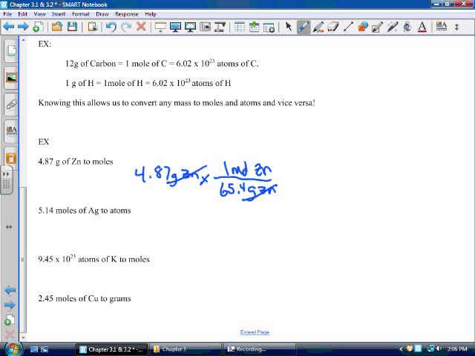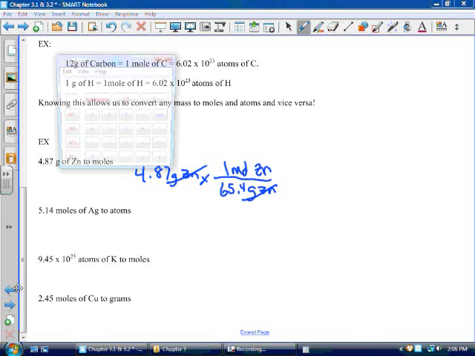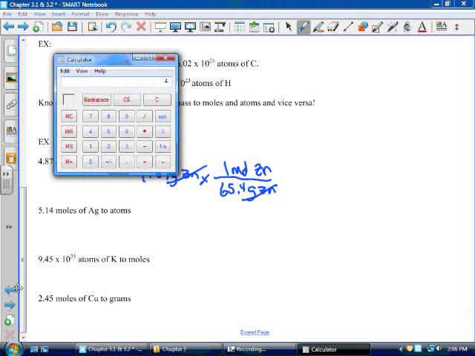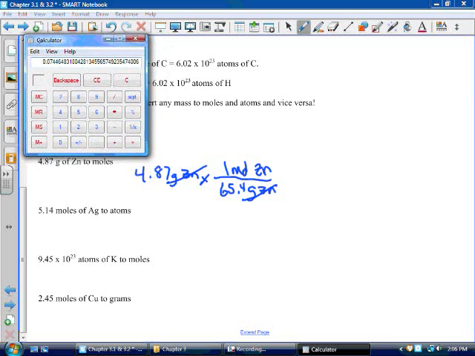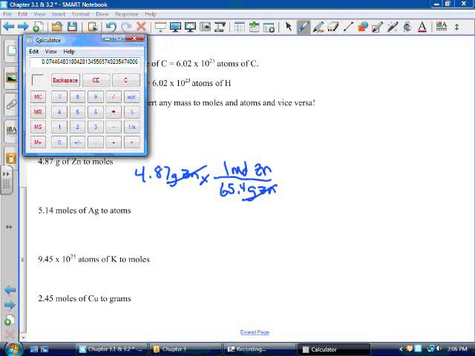So mathematically now, if I take 4.87 divided by 65.4, I get this big long number. Now, going back to Chapter 2, we again know significant figures play a role here. This is the number I'm using for significant figures because in significant figures, that is the only number that is going to matter. So I have 3 significant figures here. So my number would be 0.0745 moles of zinc.